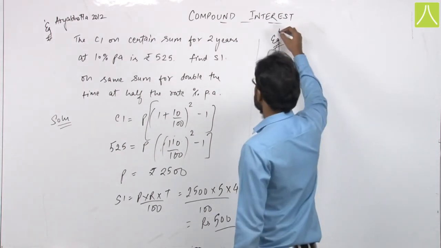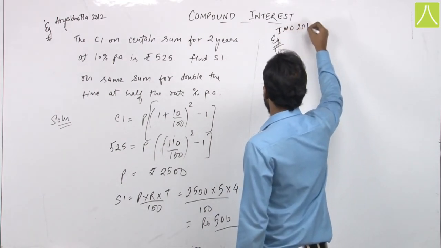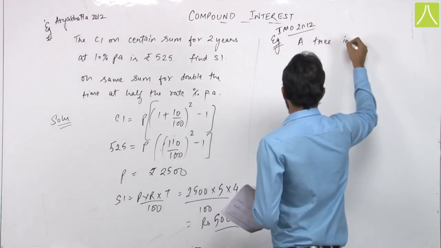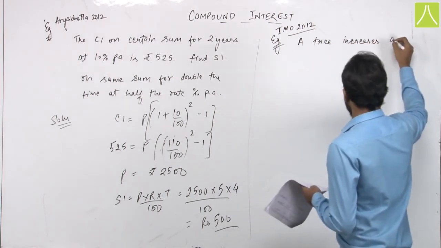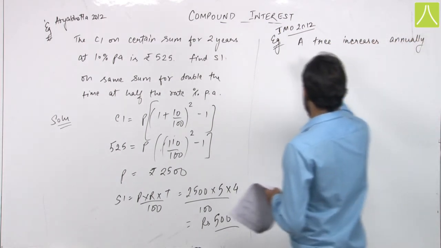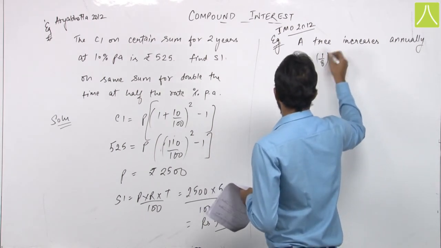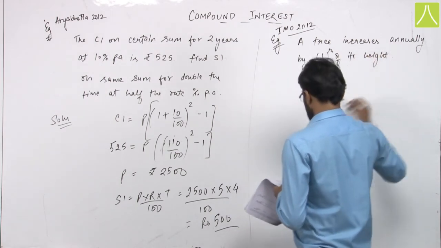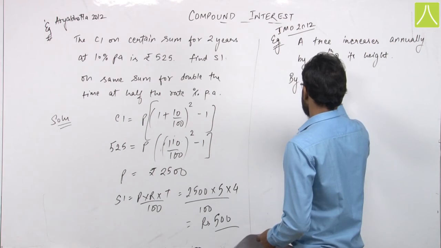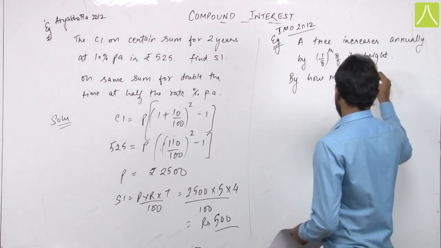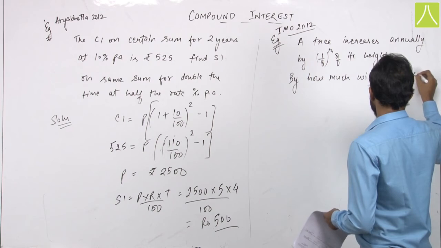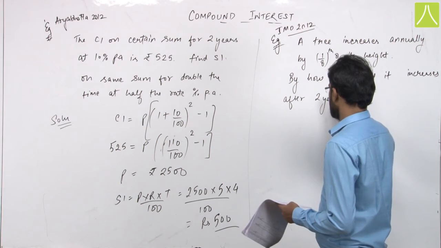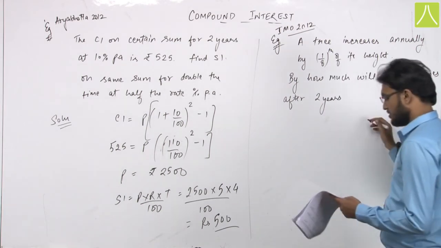Let us see another question. This was one of the questions that came in the IMO 2012 batch. We are given that a tree increases annually by 1/8 of its height. By how much will it increase after 2 years if it stands today 64 centimeter high?